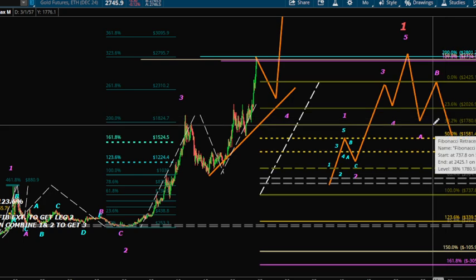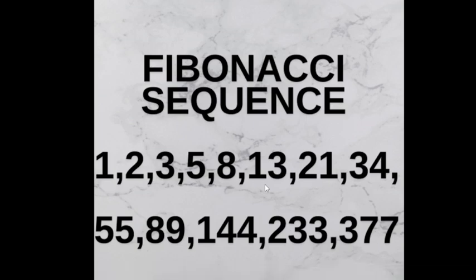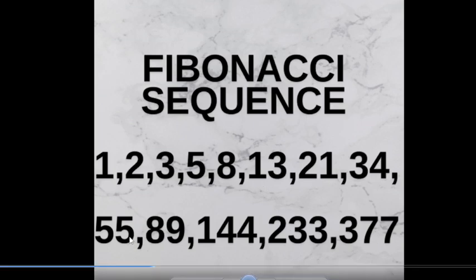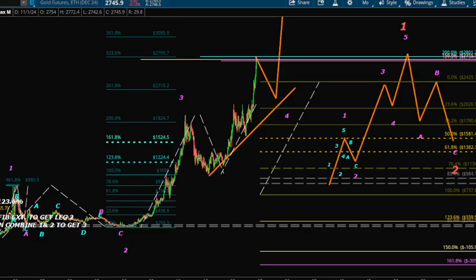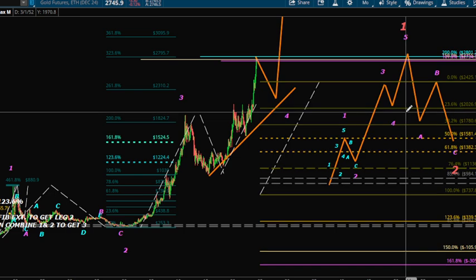So now let's do 13. I think it is 13 divided by 55. So skip two, go to the next one. So 13 divided by 55 is 23.6. That is this percentile here, 23.6. So those are your percentages from the Fibonacci sequence.